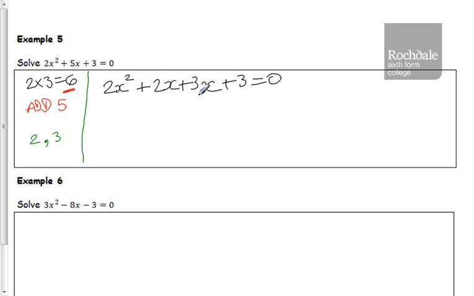So take a look at what I've written there, and just check that nothing's changed from what we started with. 2x squared is still the same. We've got here a 2x plus 3x, which is 5x. Yep, there's nothing wrong with that. And we've still got the plus 3 at the end, and it still equals 0. So importantly, we haven't changed anything. This is where, again, the name comes in, the partition method.